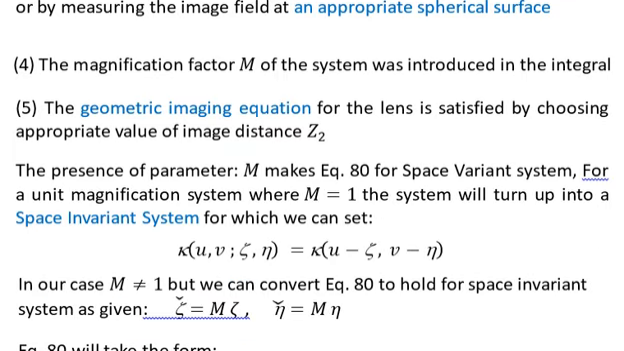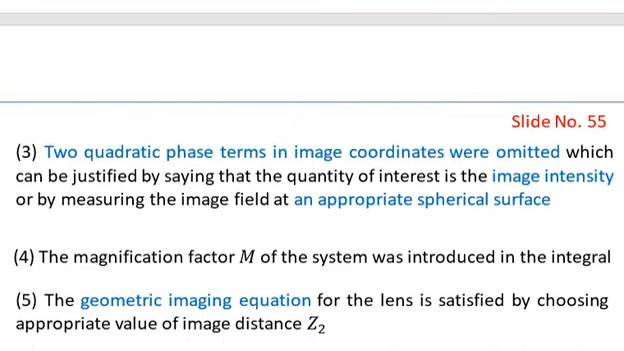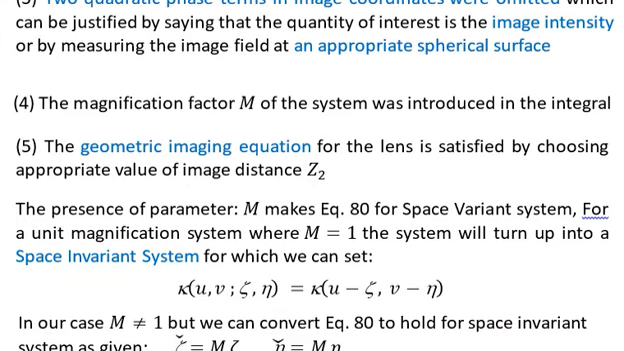Number 5, the geometric imaging equation for the lens is satisfied by choosing an appropriate value of the image distance z2. So you see that in our previous analysis, on slide number 54, we have replaced 1 over z1 plus 1 over z2 is equal to 1 over f, or 1 over z1 plus 1 over z2 minus 1 over f is equal to 0 was set up, and the geometric imaging equation was also satisfied for an appropriate value of z2.